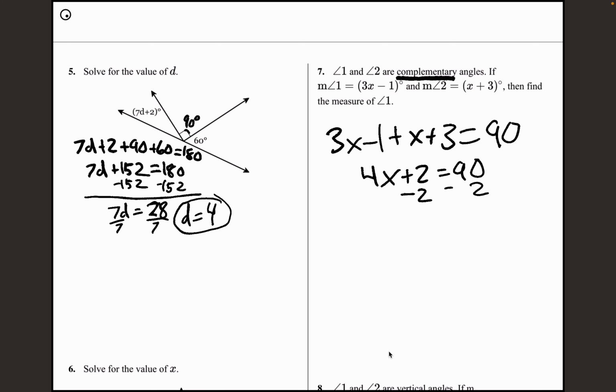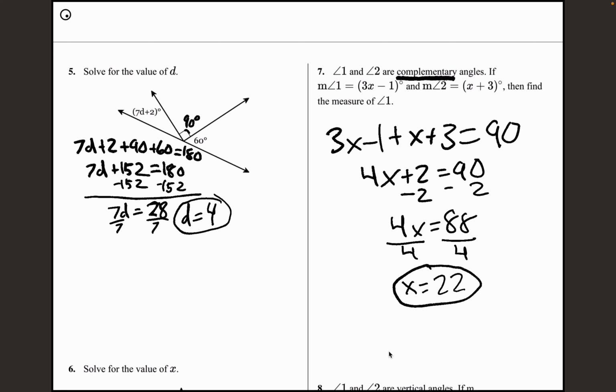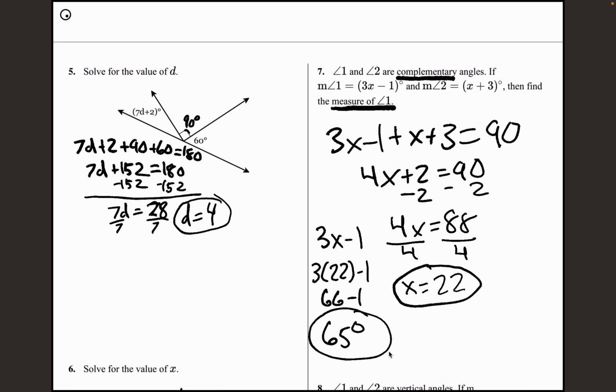Subtract 2. And what is 88 divided by 4 going to be? All right, is that our answer? No, we got to find the measure of angle 1. So where do we plug 22 into? Yep, 3x minus 1. So we have 3 times 22 minus 1. What's 3 times 22? 66 minus 1. There we go. Perfect.